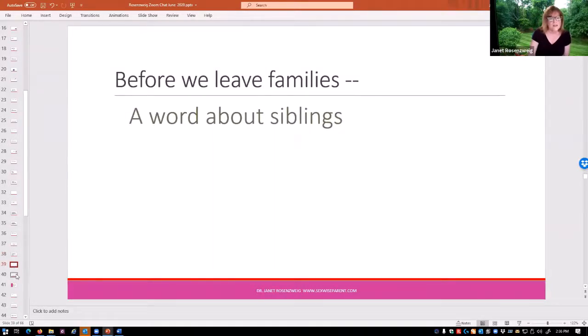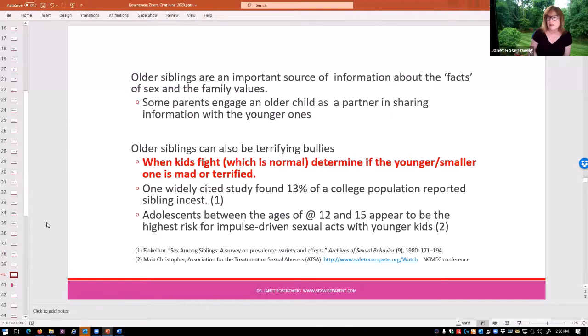Before we leave families, I just want to talk a little bit about siblings, because older siblings, we know, are a really important source of information about the facts of sex, which hopefully will be the correct facts, and the different kinds of family values. Some parents actually go as far as to engage older siblings as a partner in sharing information with the younger ones. But we also know there's another side, and that older siblings can be terrifying bullies.